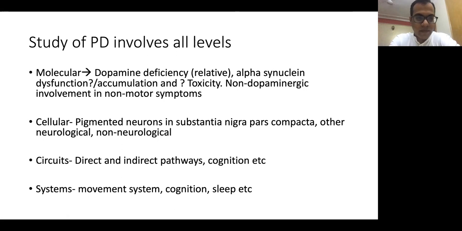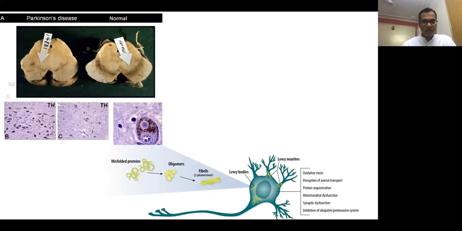Then you jump one layer ahead, you have a cellular level where you have pigmented neurons in the substantia nigra, which are lost early, and then later on the rest of the brain also starts to show a reduction in neurons as well. And then you jump one layer, you have the direct and indirect pathways. Later on, cognition as well gets involved. And there are multiple systems, the largest and the predominant of which is the movement system. So we'll just see, instead of blank slides, we'll just see some pictures.